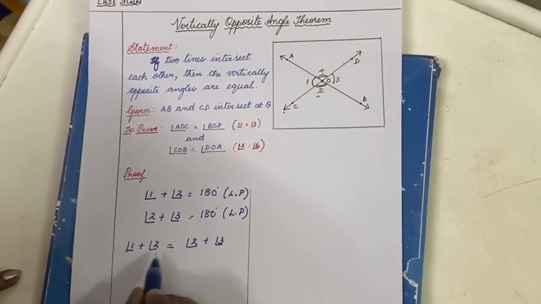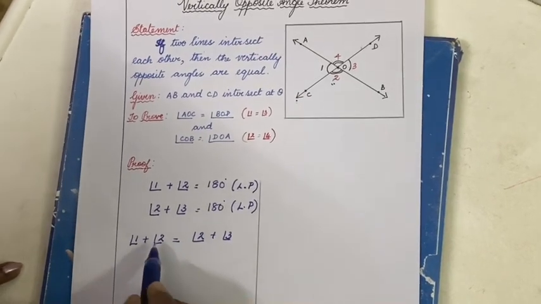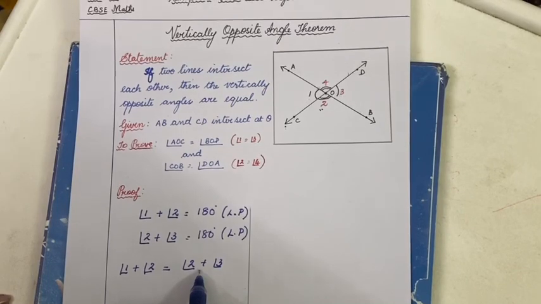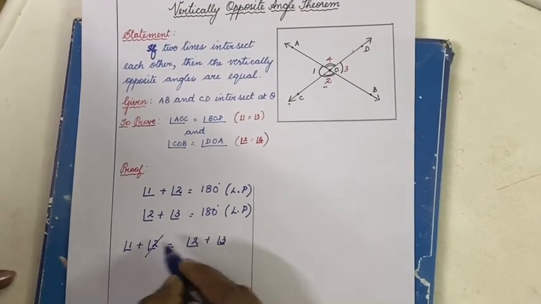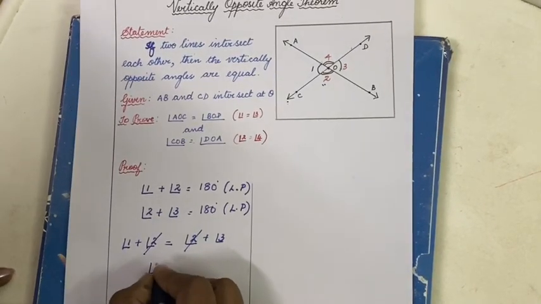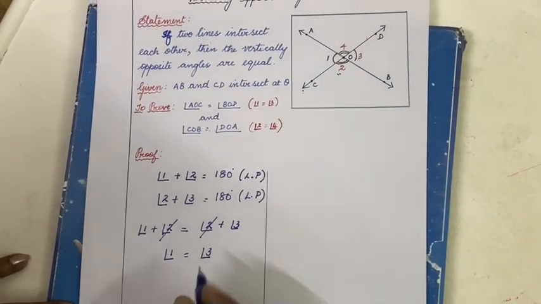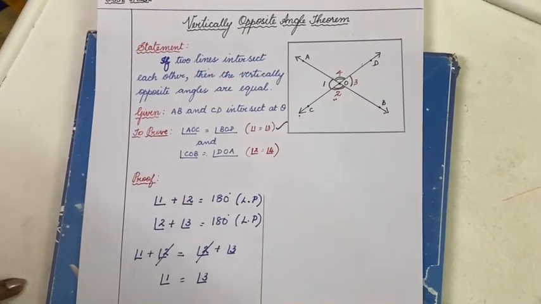Now, we are going to look at this equation. Here, what can we simplify? In the left hand side you have angle 2, in the right hand side also you have angle 2. So equal angles on either side get cancelled because they get nullified. So finally we come to angle 1 is equal to angle 3. So that is what we have to prove here. So the first part to be proved, we have proved it.